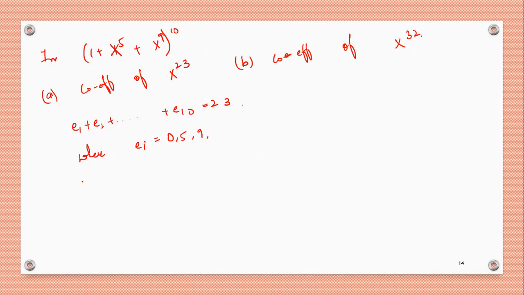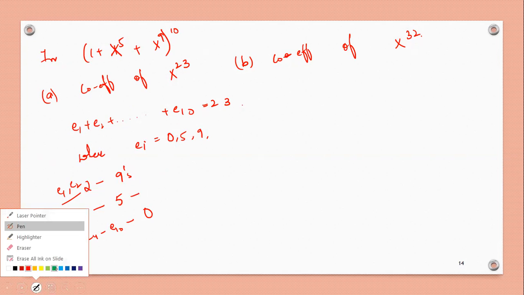But one scenario is if we take 2 nines. That is, I am considering E1, E2 as 9. I am giving the value 9 to E1 and E2. Next, 9 plus 9 will give us 18, and if I add 5 to it, it becomes 23. So suppose E3 is getting the value 5, and all the values from E4 to E10 are 0. Okay. So how many 9s am I taking? I'm taking 2 9s.